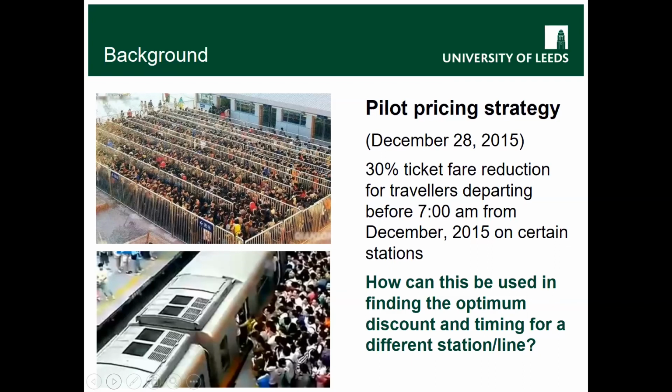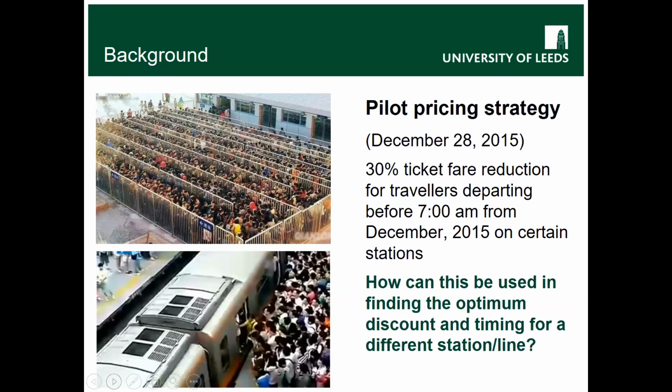The data we had was smart card data. It had the card ID, the check-in time, and the origin and destination stations, and it had about 19,000 unique smart card users. Then, before and after the policy, we could infer whether a person has shifted from peak to off-peak or not.